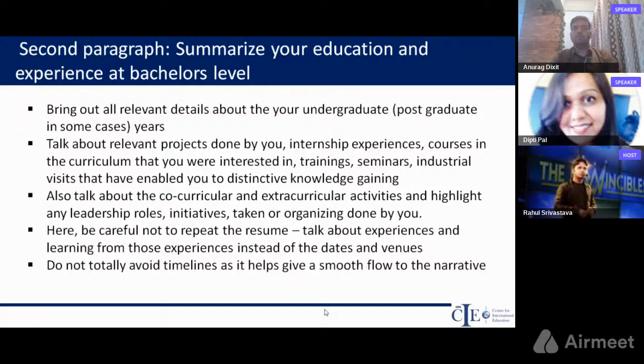You also talk about your internship experiences, what you have learned in the practical internship that you have undergone, or you can talk about the courses in the curriculum. There are some very good advanced level courses that are taught at the undergraduate level. So if some particular course taught you something new or opened your mind to a new thing, then definitely you can discuss those things. You can talk about trainings, seminars, any kind of technical activity that you might have undergone and that enabled you to gain some distinctive knowledge in the particular field.